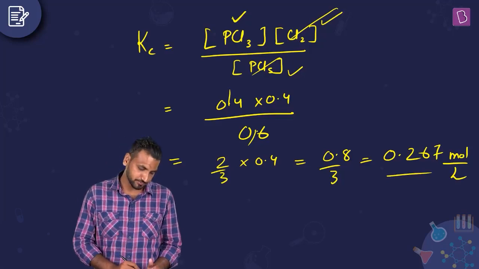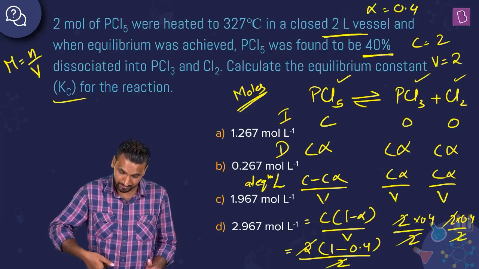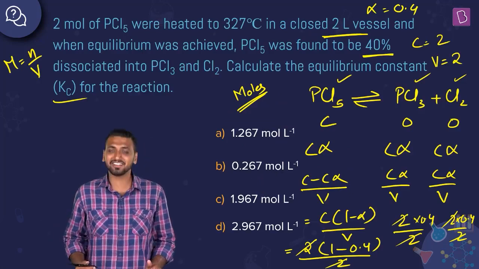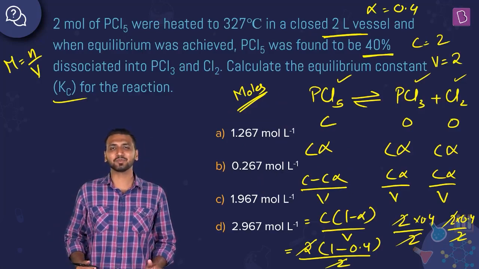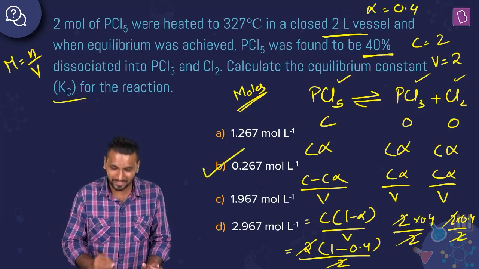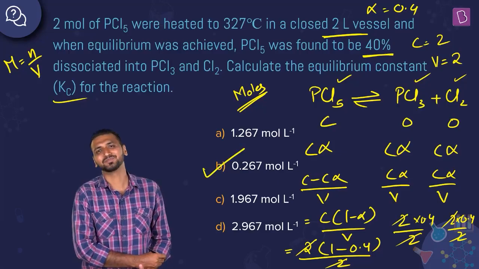Let's look at the options. 0.267. Let me just clear it, otherwise you'll get confused. 0.267 mole per liter. That's B for BYJU'S or B for Basir. That's my name. So B is the right answer. Thank you.